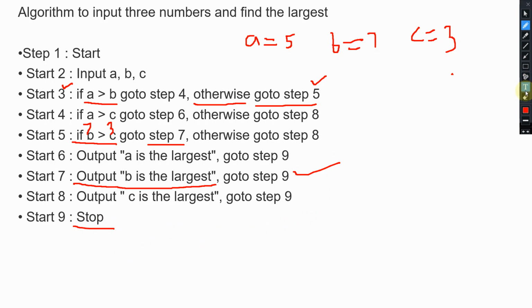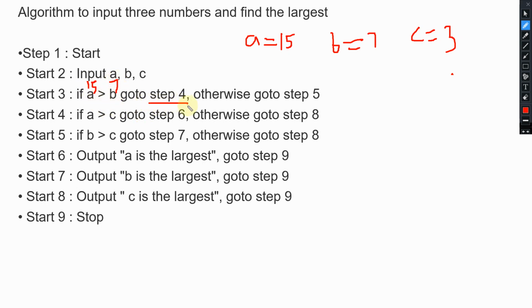Let us consider a few other values of A, B, C. Suppose the value of A is 15, the value of B is 7 and the value of C is 3. So in this case, what will happen? It is 15 and it is 7. So 15 is more than 7, so it will immediately go to step 4.